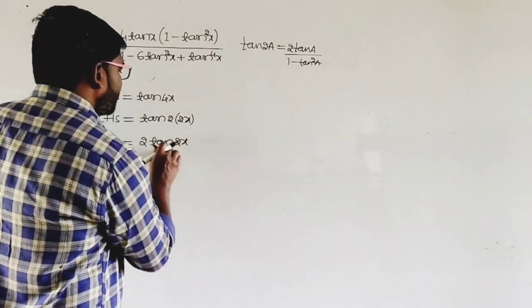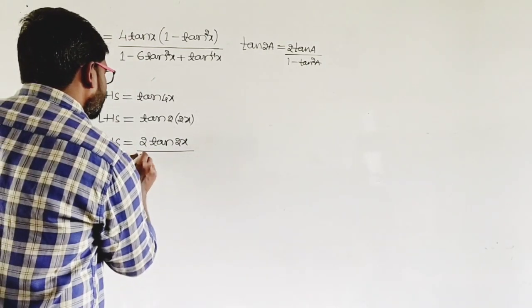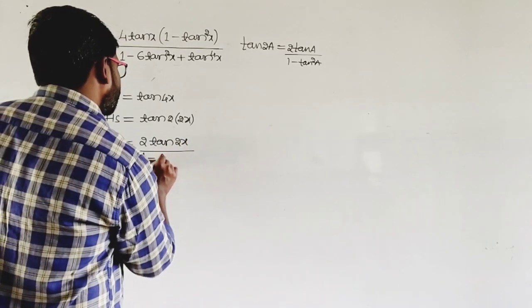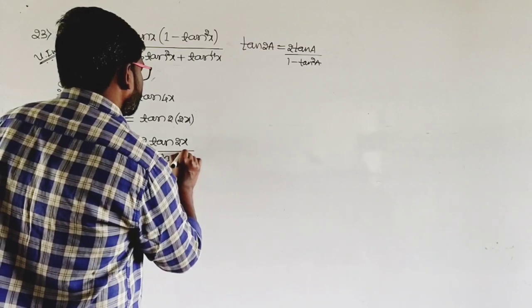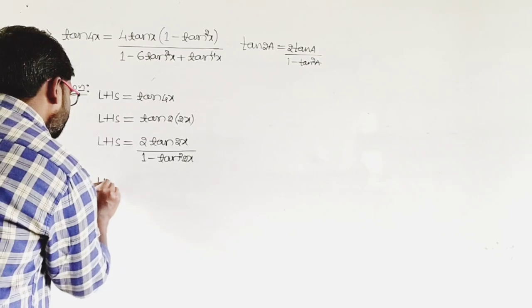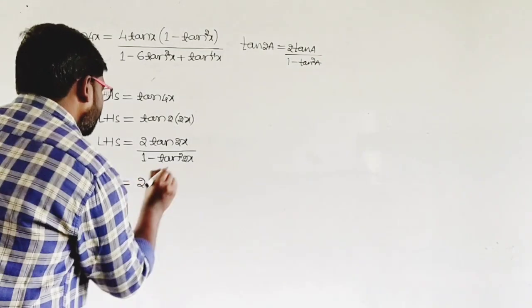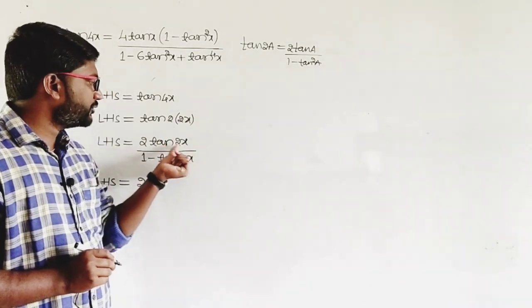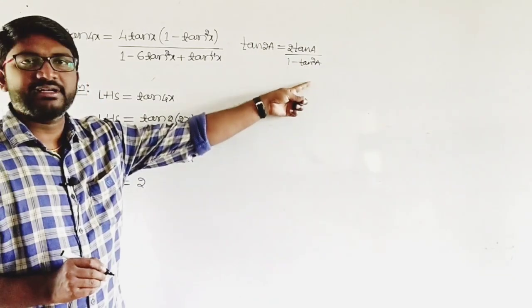2x, then divided by 1 minus tan square A, that is tan square 2x. So now in the next step, LHS is equal to 2. Then again we have to apply the tan 2A formula here. Tan 2x, or tan 2A, is 2 tan A divided by 1 minus tan square A.